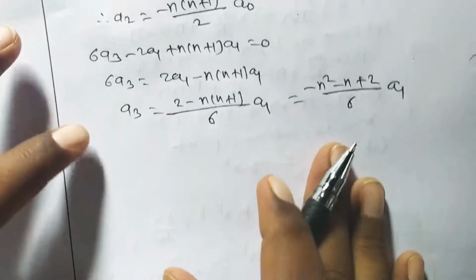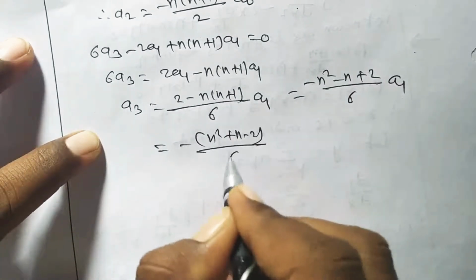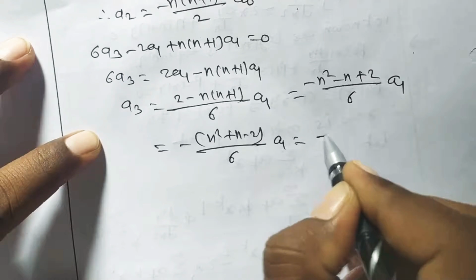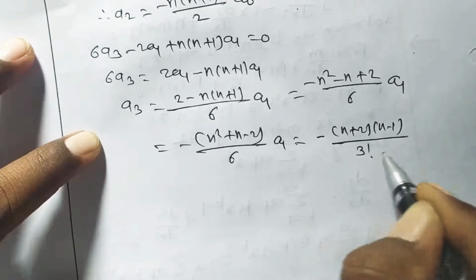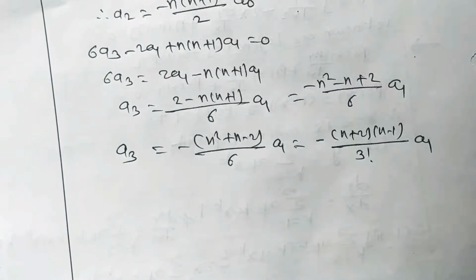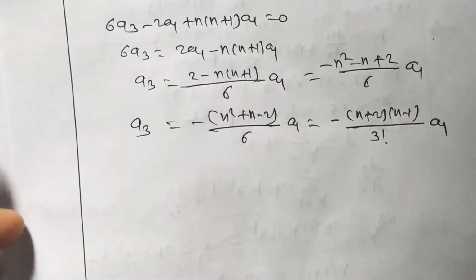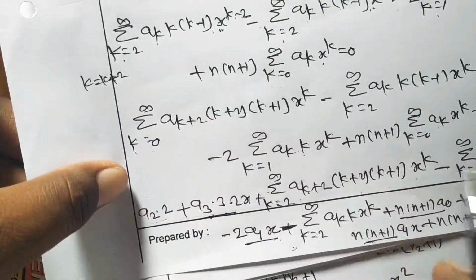So from this, if we take minus common, then we will get minus n square plus n minus 2 upon 6 into a1, that is equal to minus, its roots are n plus 2 into n minus 1 upon 6, means we can write 3 factorial into a1. So this is the value of a3. Okay, if you want to find a4 then find the recurrence relation. How do we find the recurrence relation? For that, from this step, equate the coefficient of x raised to k to 0, then we will get a_(k+2) in terms of a_k, and in that put k equal to 2, then we will get the value of a4.